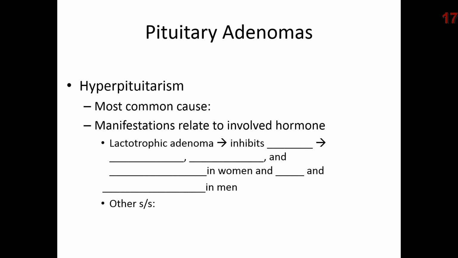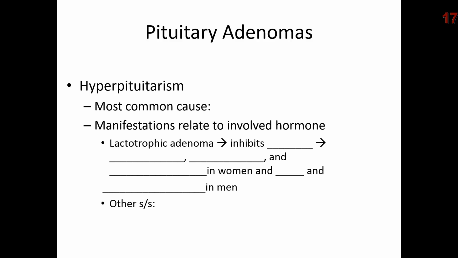Okay. Manifestations of pituitary adenomas relate directly to the hormone that is involved. And the book uses the example of the lactotrophic adenoma. So what it tells us is that lactotrophic adenomas are usually small benign tumors that are composed of prolactin secreting cells. Okay, this is the most frequent type of hyperfunctioning pituitary adenoma and accounts for about 30% of all diagnosed cases.